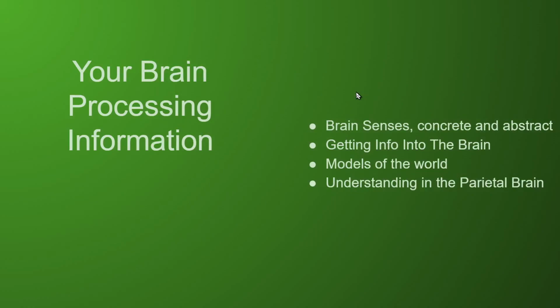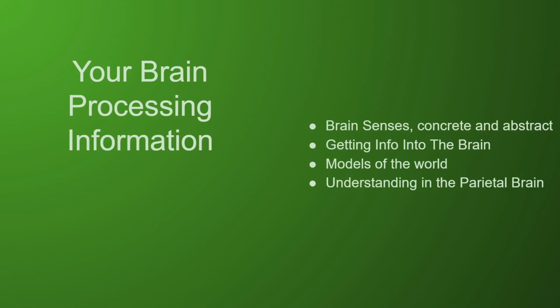This is where the rubber meets the road. You're going to learn everything, or a lot of what you need to know, about what actually happens in order for you to get information into your big noggin and for you to experience and understand it. So we're going to talk about the brain senses, the concrete senses and the abstract senses. We're going to talk about how you actually get information into the brain, and the different models of the world, not the actual models of the world, but that your brain creates models of the world.